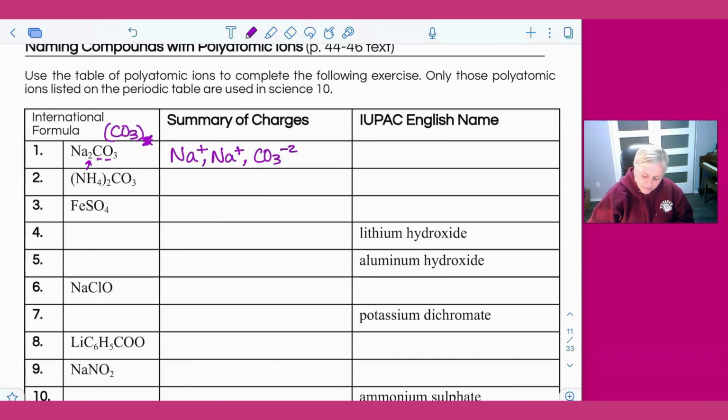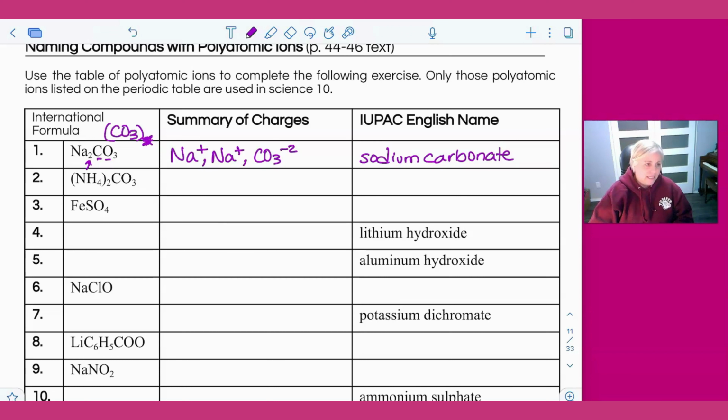How we name polyatomic ions, they're actually easier to name than the other ones. Just like before, we write the cation without changing anything. And then the second part is where we look up their polyatomic name. This is carbonate, and we write it as it is, no changes.